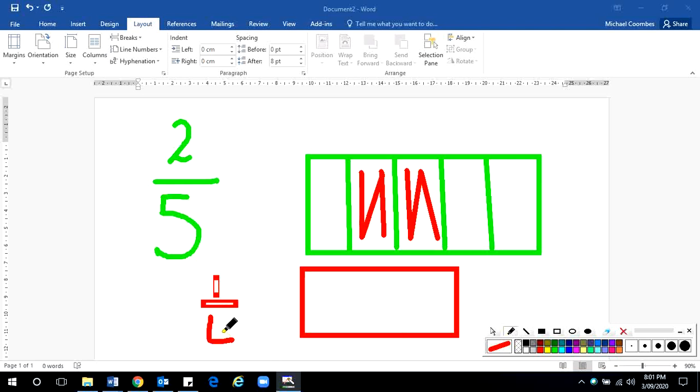Let's go with 1/4. So we've done the shape. We'll look at the total number of parts. It's 4. So we can work out how we can break this up into 4 equal parts. Okay, as best as possible. And then we look finally at the top number. In this case, it's a 1, which means we're looking at one of them.